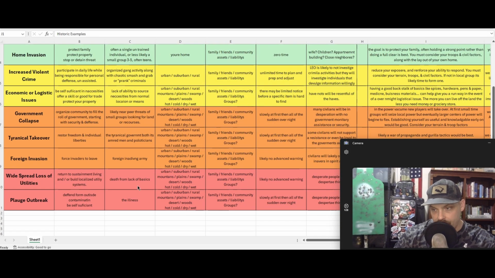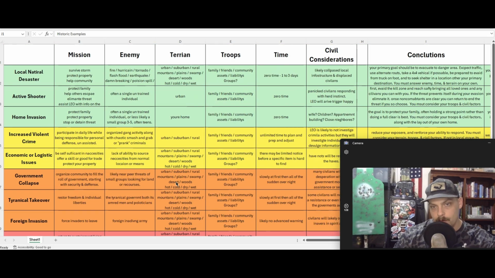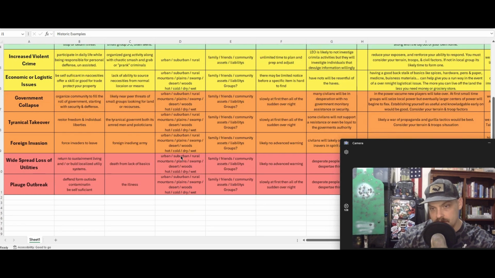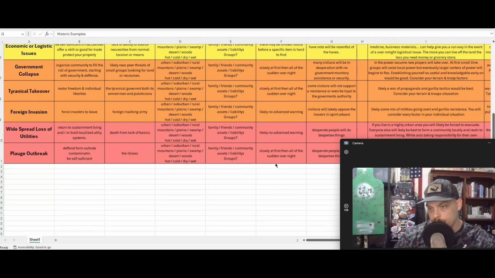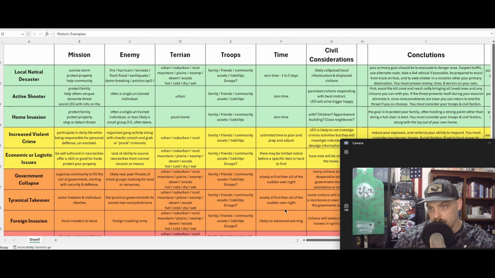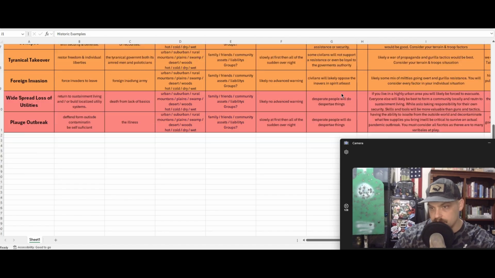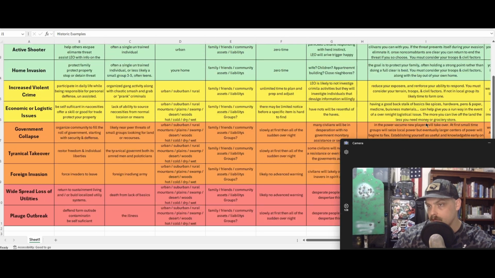All right. Enemy. Death from lack of basic necessities. That is our enemy. And it will be everywhere. Terrain. You have to answer that yourself, friends. Troops. You have to answer that yourself, friends. Likely no advanced warning on time. We don't know when the solar flare is going to take us out. It's just going to happen one day. Civil considerations. Desperate people will do desperate things.